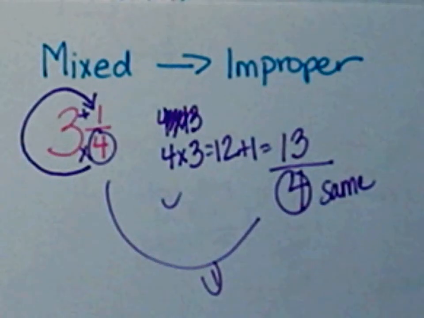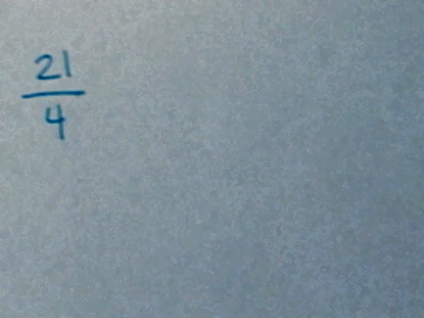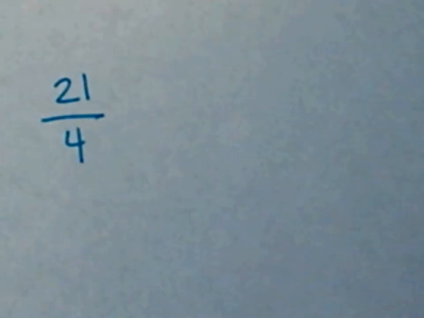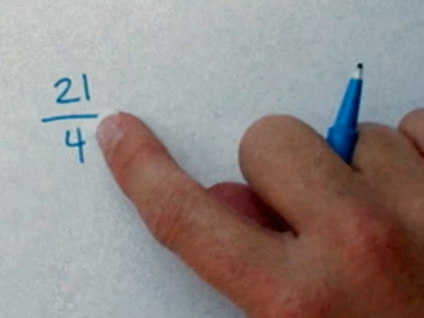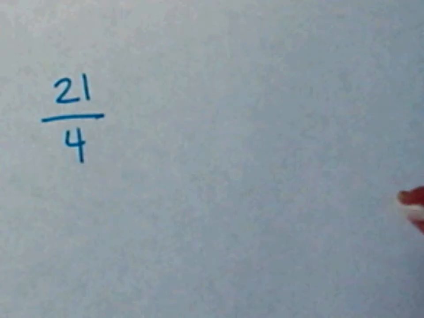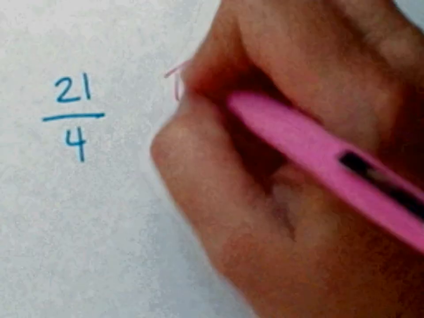Okay, so let's try some practice problems. Let me get another piece of paper, and we will do some improper to mixed. And I would know which way I'm going because I'm giving you an improper. You can tell because it's a bobblehead, so I need to find mixed. Remember that we're looking for top dog in the house.